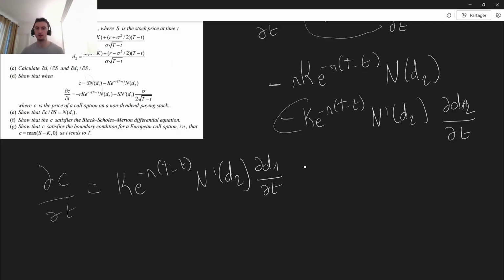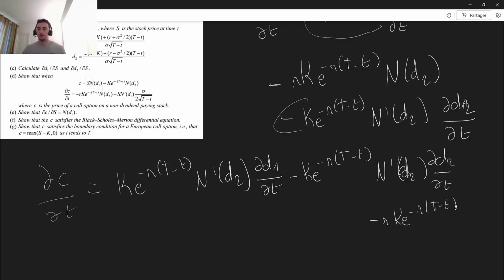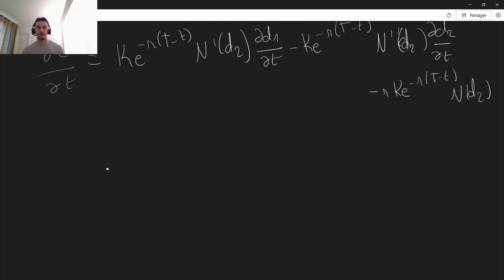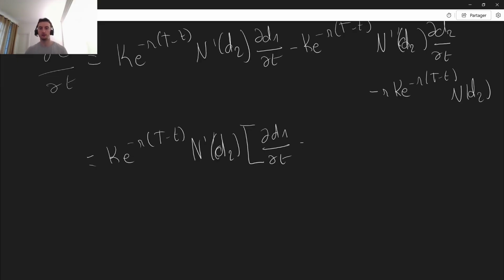Then I will use this term, because it's exactly the same, (T minus t) N prime of d2, derivative of d2 over dt, minus r exponential of this term N of d2. And what we see is that we can factorize, of course. So we have K exponential of minus r (T minus t) N prime of d2, and we have d1 minus d2 over dt.